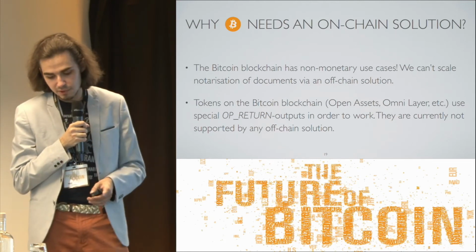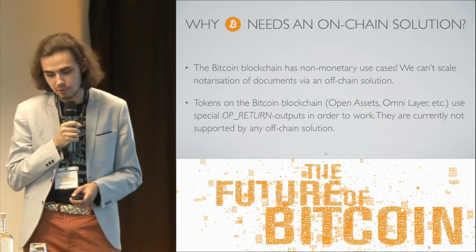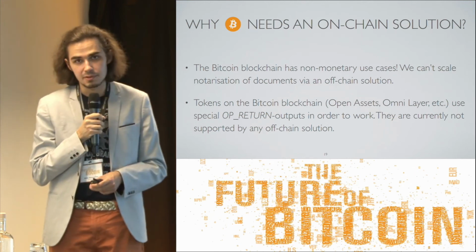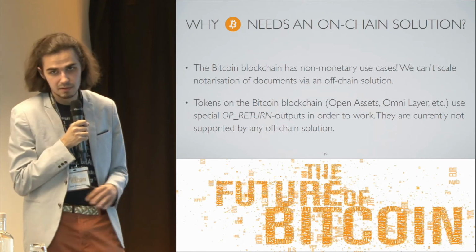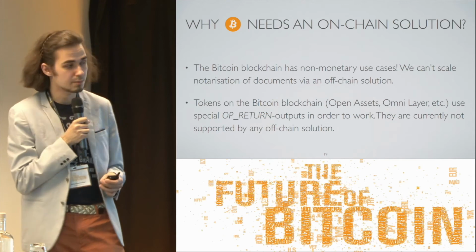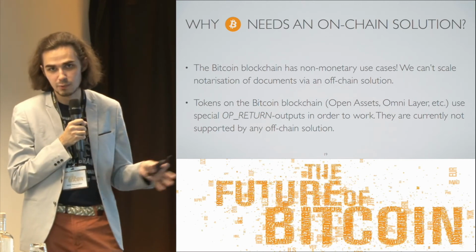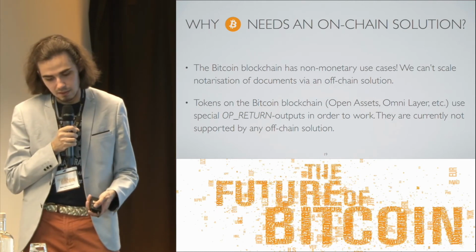Currently, all colored coins and tokens working on top of the Bitcoin blockchain require special OP_RETURN outputs in order to work. The problem here is that there is no off-chain scaling solution which right now supports such outputs. So we can't scale tokens into that layer.